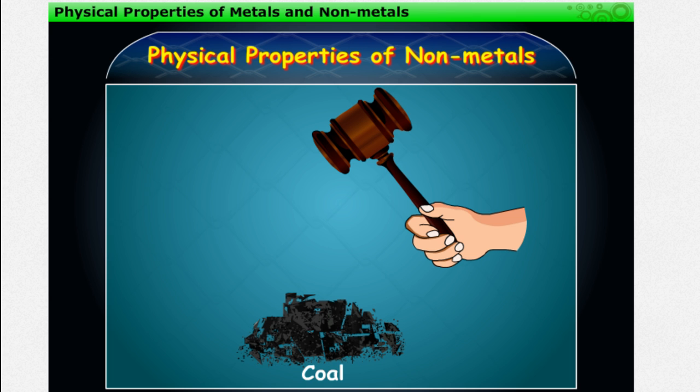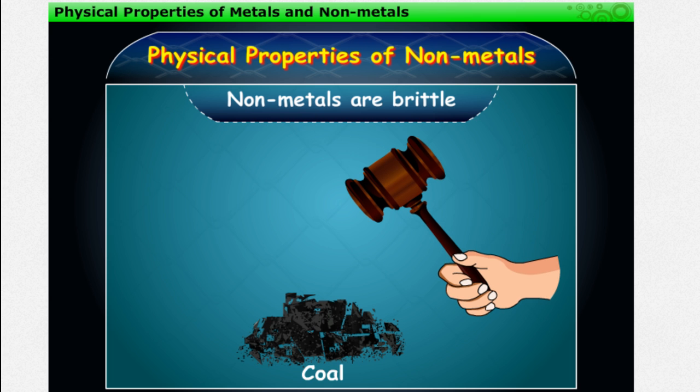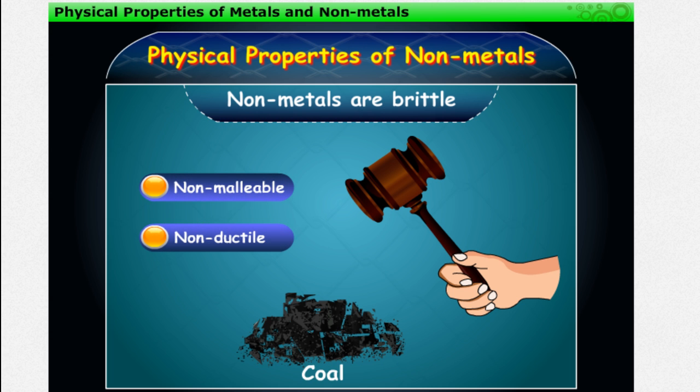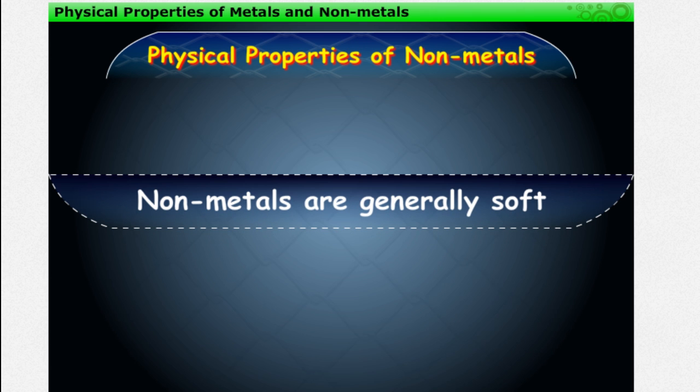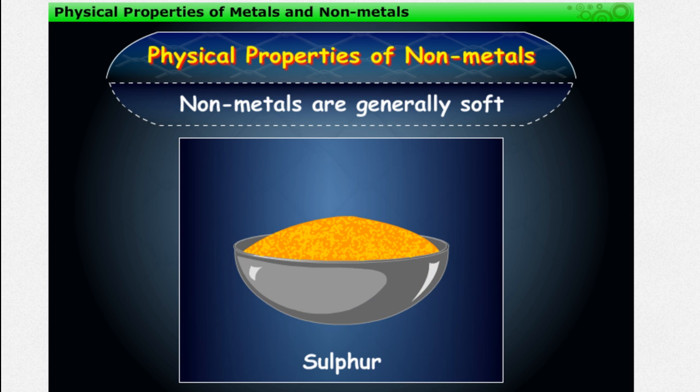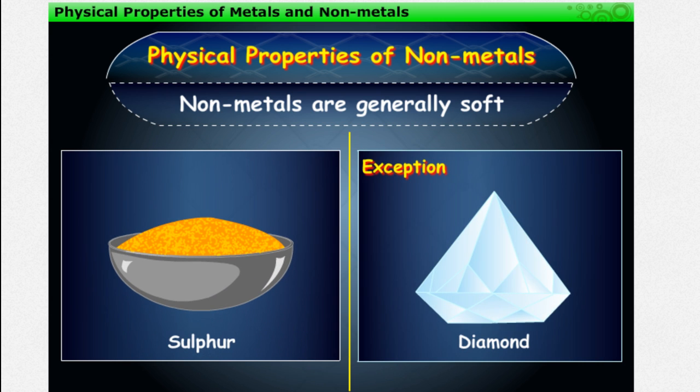Non-metals break easily, which means that they are brittle. Thus, non-metals are non-malleable and non-ductile, as they cannot be drawn into thin sheets or thin wires. Non-metals are generally soft. For example, sulfur. But diamond, which is a form of carbon, is extremely hard, and, hence, it is an exception.